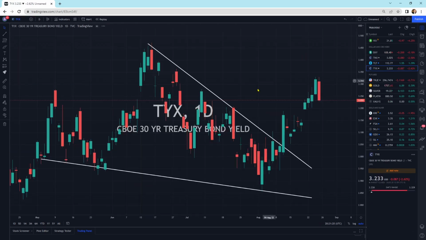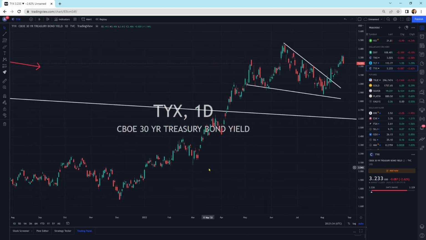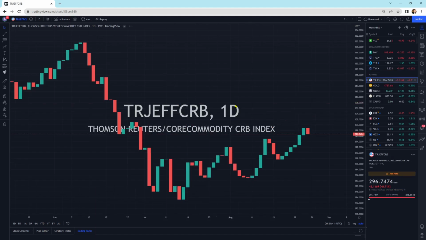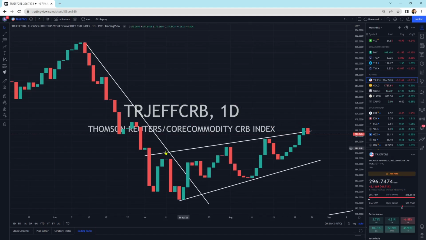And also the 10-year, 30-year yield. 30-year yield getting a little bit of selling pressure today and heading back a little bit lower, where we could head a little bit lower in the short term. CRB index pulling back a little bit. We're at that resistance level. Basically, the CRB index more or less follows oil, and we're right at that resistance line.